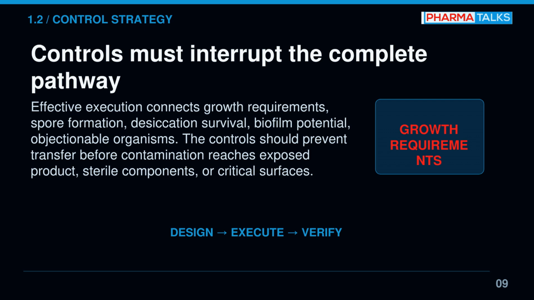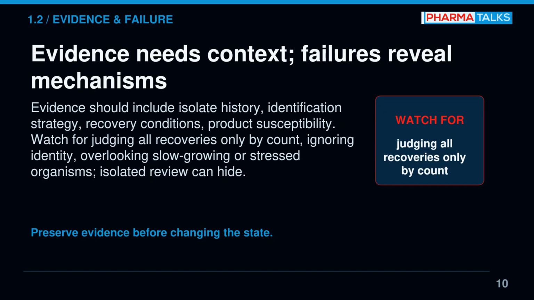Evidence needs context. Failures reveal mechanisms. Microbiological evidence should extend beyond the reported colony count to include identification method, incubation conditions, isolate history, and product susceptibility. Judging every recovery only by CFU can overlook slow-growing, injured, or resistant organisms. Trends in organism identity and recurring locations often reveal the contamination mechanism more effectively than a single result.